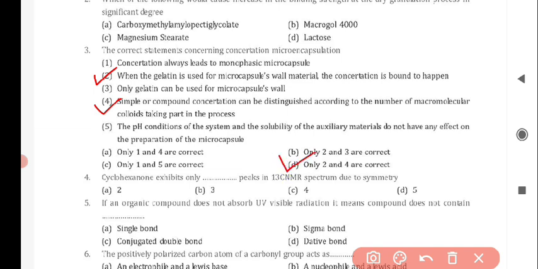Next question is cyclohexanone exhibits how many peaks in 13C NMR spectrum due to symmetry? So the correct answer is option C, that is 4. Next question is if an organic compound does not absorb UV visible radiation, it means the compound does not contain, and the correct answer is option C, conjugated double bond.